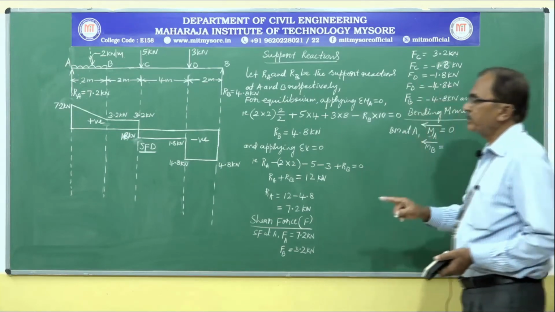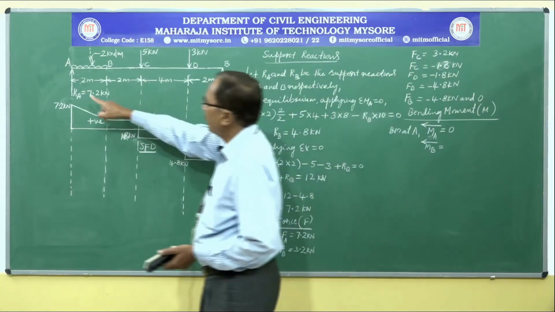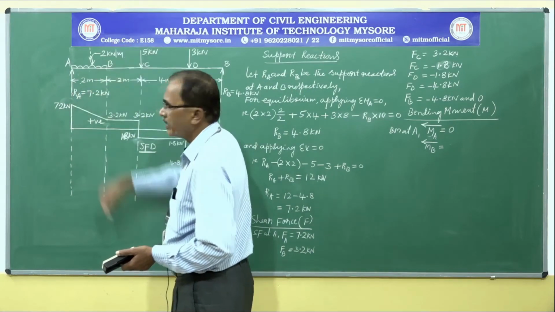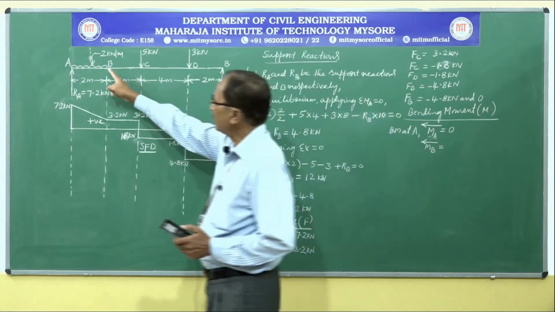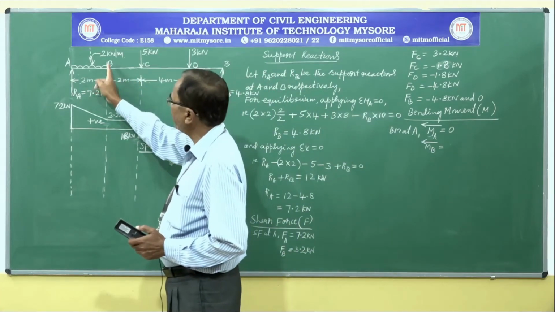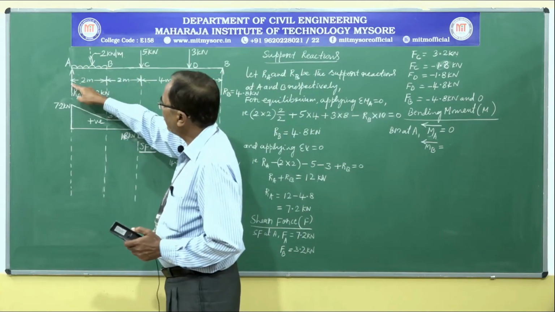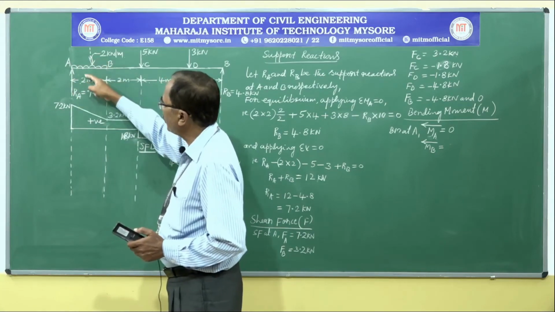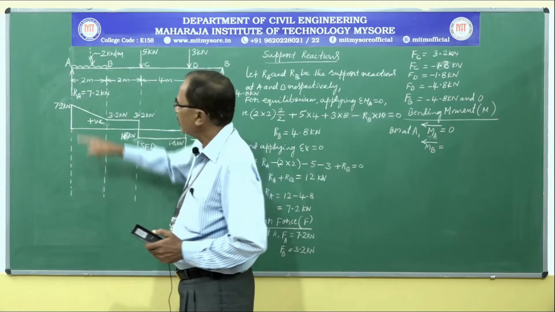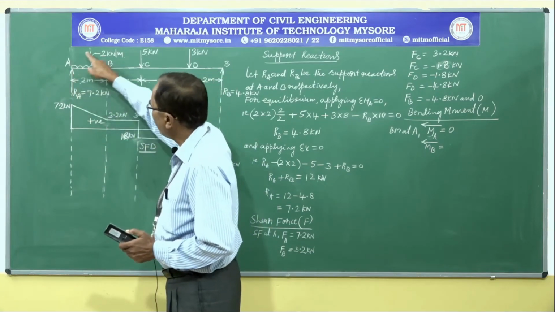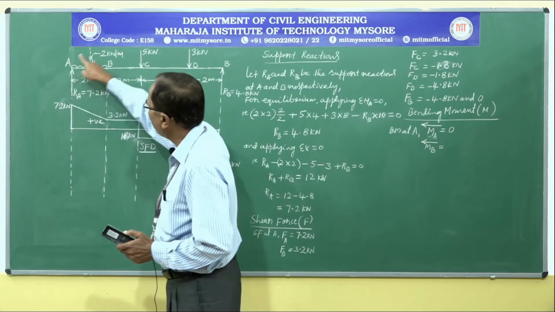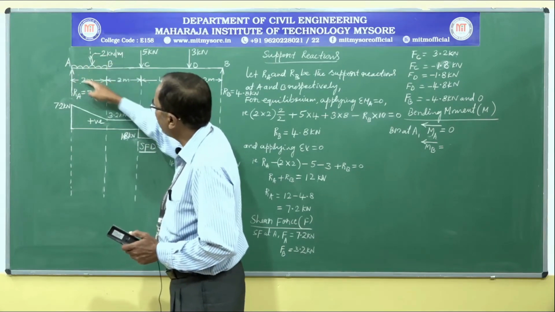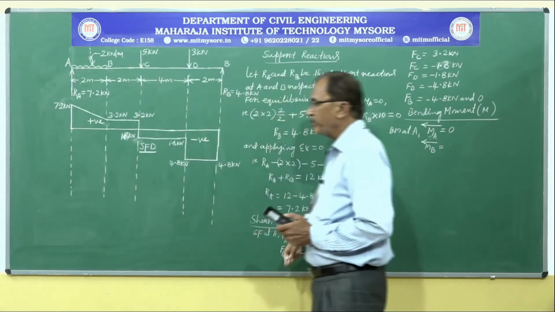To the left of B, a point load, the reaction RA, and another UDL acting in the downward direction. Loads acting to the left of B: this reaction creates a clockwise moment and this uniformly distributed load creates an anti-clockwise moment. Hence, we consider the bending moment due to this RA about point B as positive, and automatically the bending moment due to this UDL about point B will be negative.